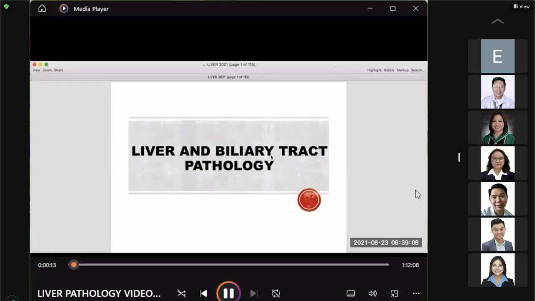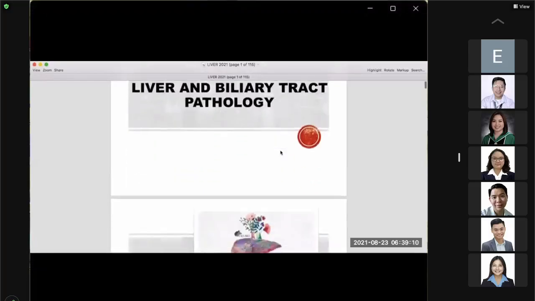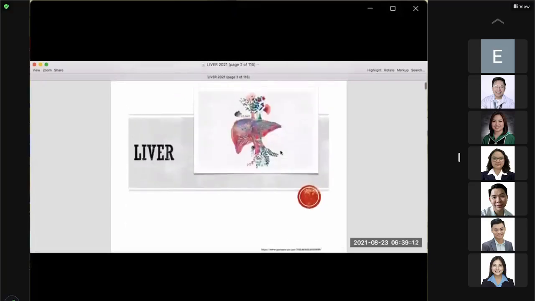Discussing liver and biliary tract pathology. Let's start first with the liver.